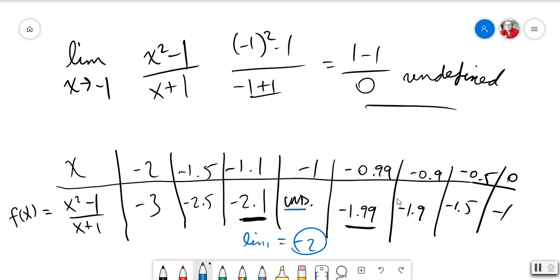So oddly and paradoxically, the way we would write this is the limit as x goes to negative 1 of x squared minus 1 over x plus 1 equals negative 2. Despite the fact that when you actually plug negative 1 in, it goes undefined. So you think, well, there's not a limit there, but there is. It actually gets closer and closer to negative 2. Never quite gets there because at that point it would be undefined, and yet the limit is valid.